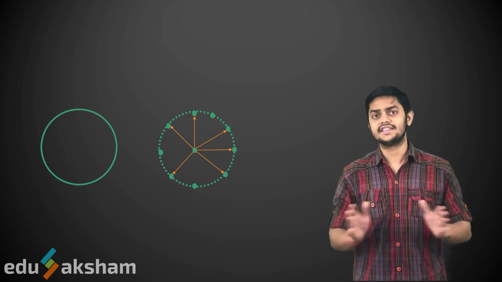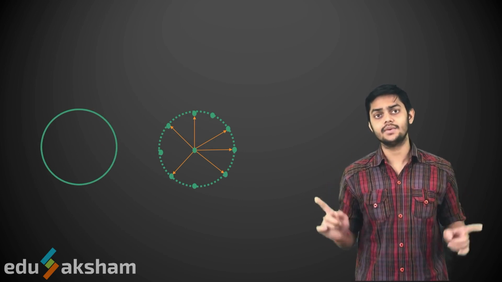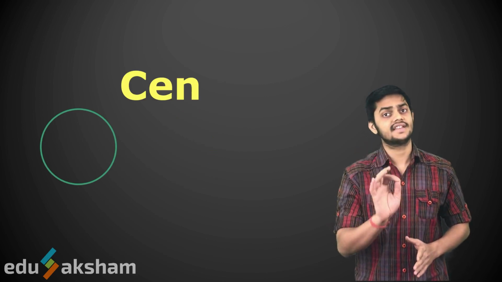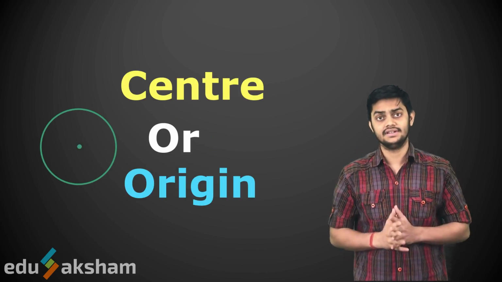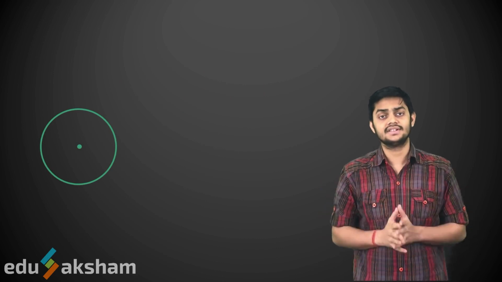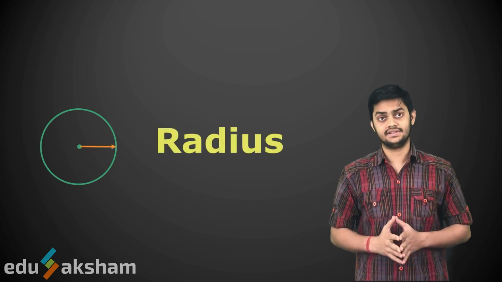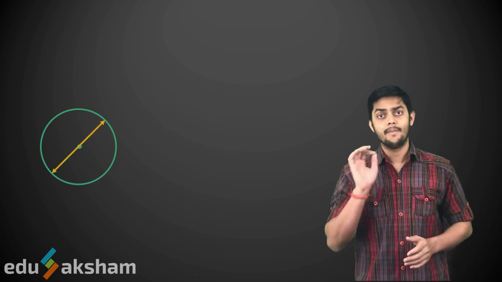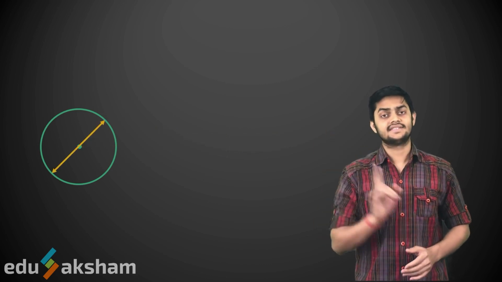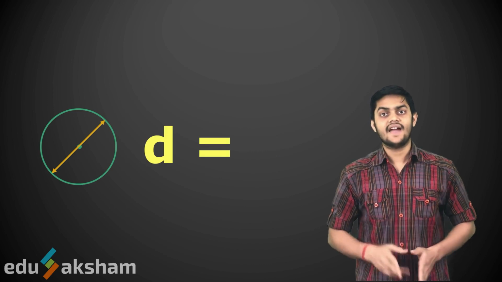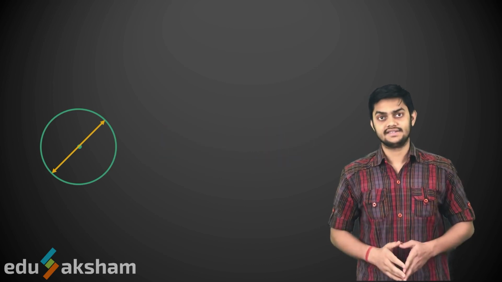We get a shape that is a circle, which can be defined as a simple closed curve in which the set of all points are equidistant from another point, and that point is called the center or origin of a circle. The distance from the center of the circle to any point on the circle is called the radius of the circle. A straight line joining 2 points on a circle passing through the center is the diameter of the circle. If you observe more carefully, diameter is in fact twice the radius.